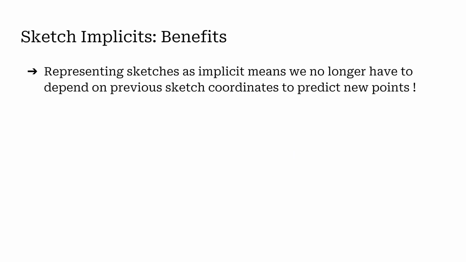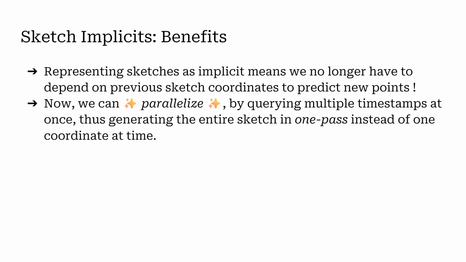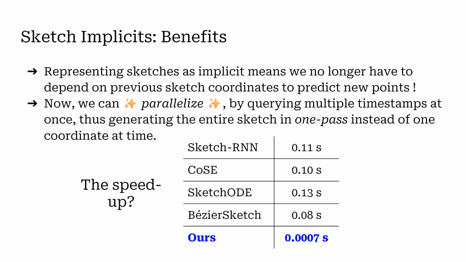The direct benefit of using this form of representation is that we no longer have to depend on previous sketch coordinates to predict new points. What this means is that we can parallelize. By querying multiple timestamps at once, we can generate the entire sketch in one pass instead of one coordinate at a time. With parallelization, we obtain as much as 100 times speed up over previous autoregressive forms of representation.